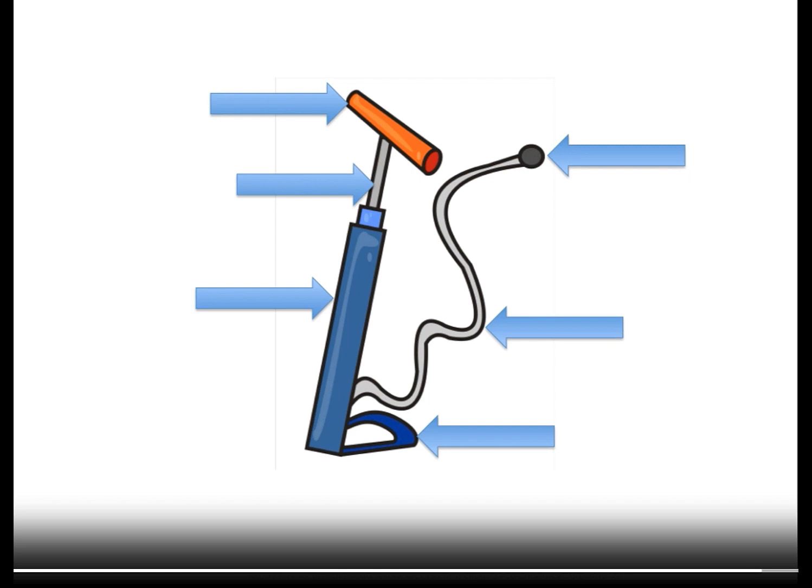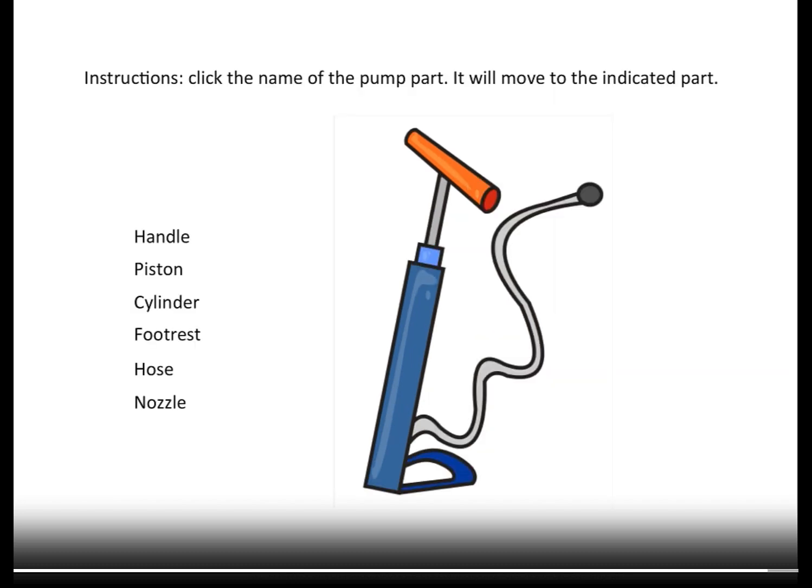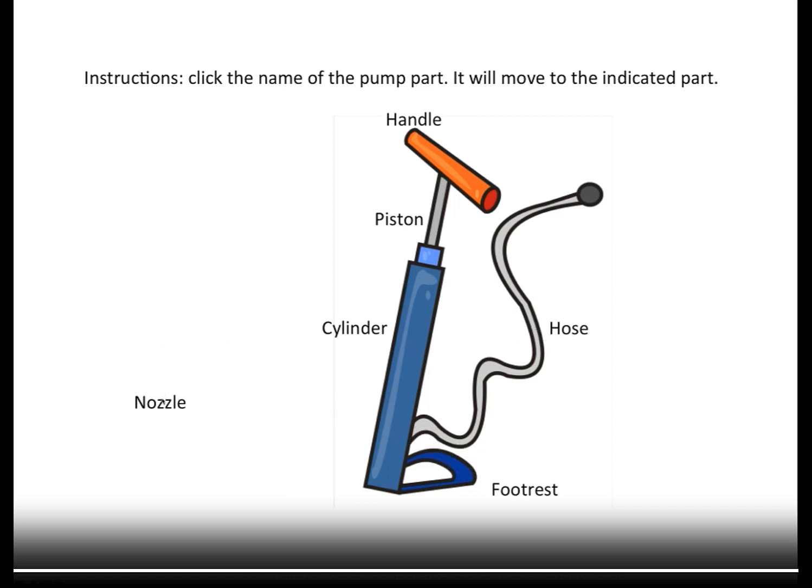Let's look at a different method. In this case, you could give on-screen instruction to label each part. Let's try it. The instructions say, click the name of the pump part. It will move to the indicated part. So we'll point to the handle and click. The piston. The cylinder. The footrest. The hose. And the nozzle. In this case, on-screen narration with limited use of text.